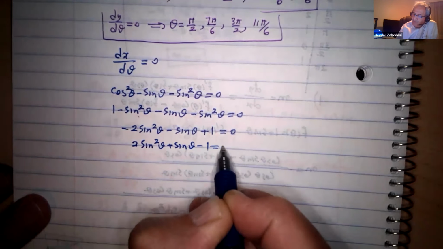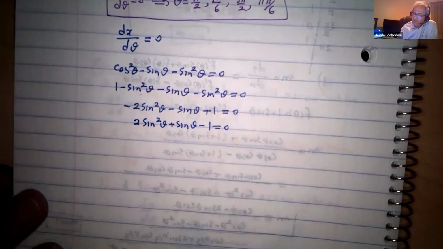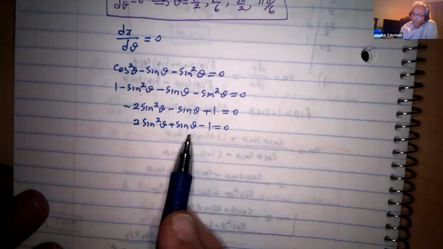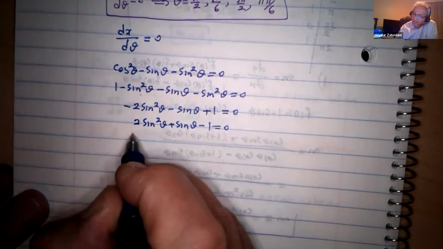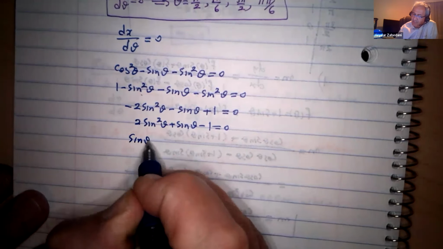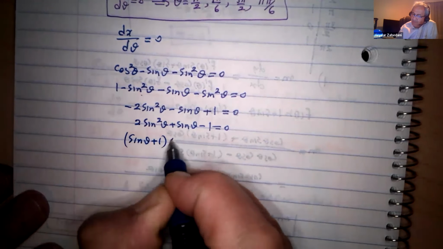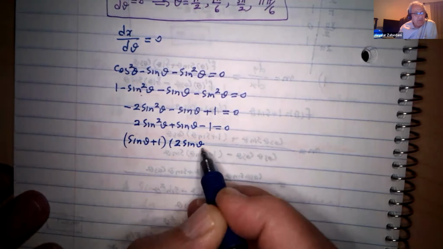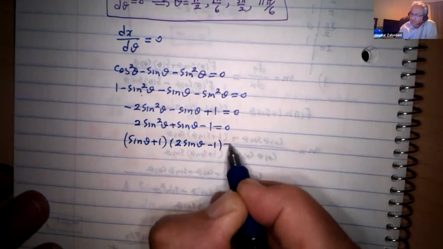I say that's going to be the one. You can use the quadratic formula or just factor it. If you factor it, that gives you (sin θ + 1)(2 sin θ − 1). Or you can use the quadratic formula.